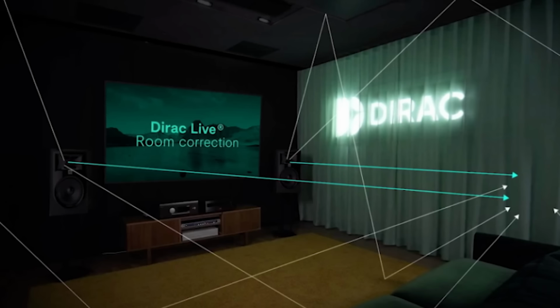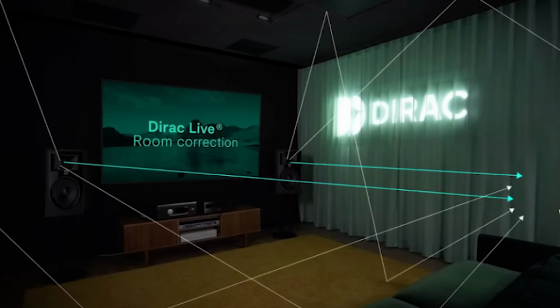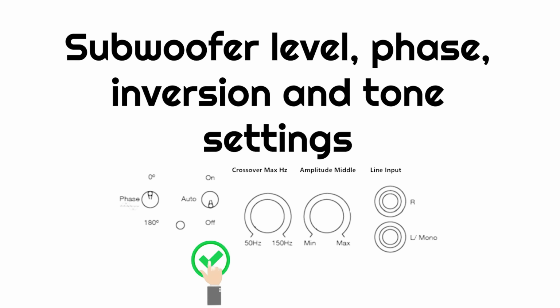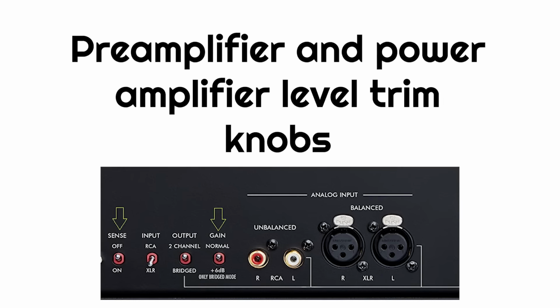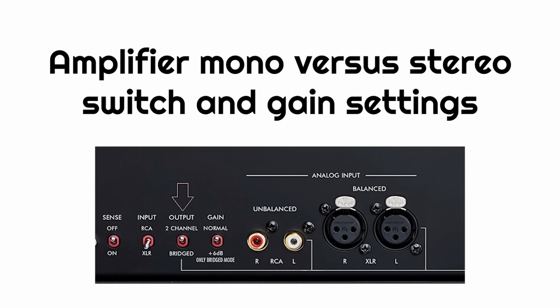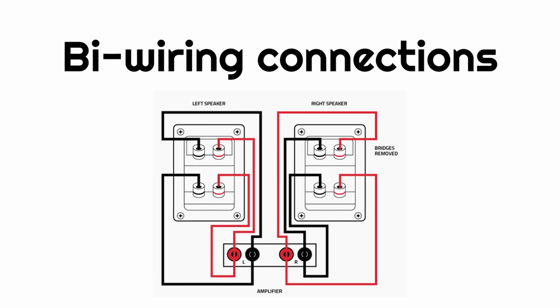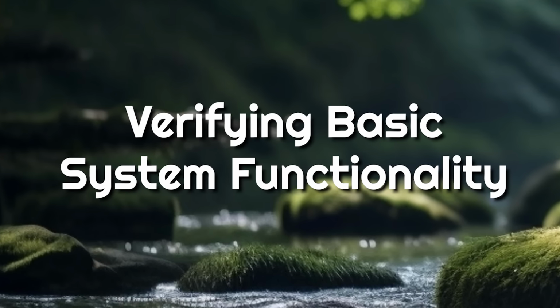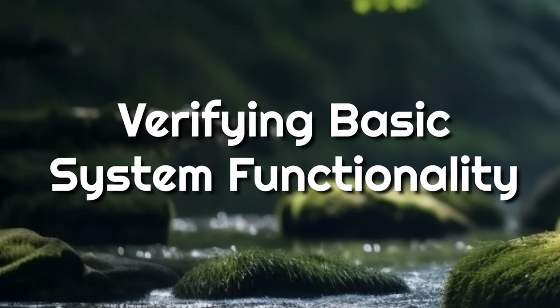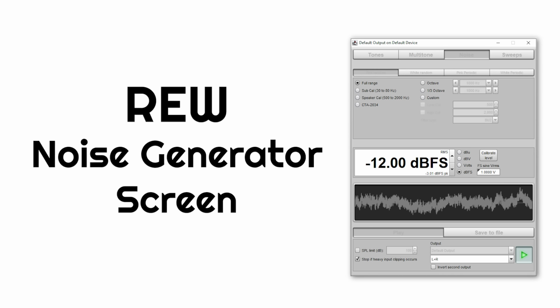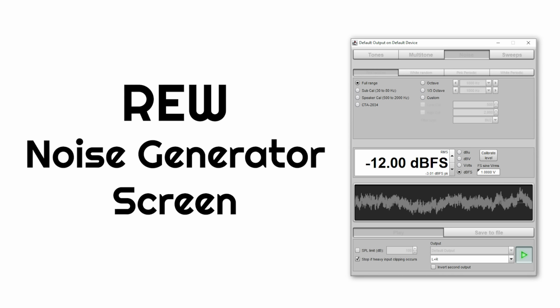Using REW software, you can perform basic measurements. Depending on your specific system components, examples to check may include Dirac Live turned off, subwoofer level, phase, inversion, and tone settings, preamplifier and power amplifier level trim knobs, amplifier mono versus stereo switch and gain settings, speaker tone control knobs, and bi-wiring connections. All your system components need to be in proper working condition before you begin a system tuning project. Using REW as a noise generator, you will initially confirm your amplifiers, cabling, and speakers.